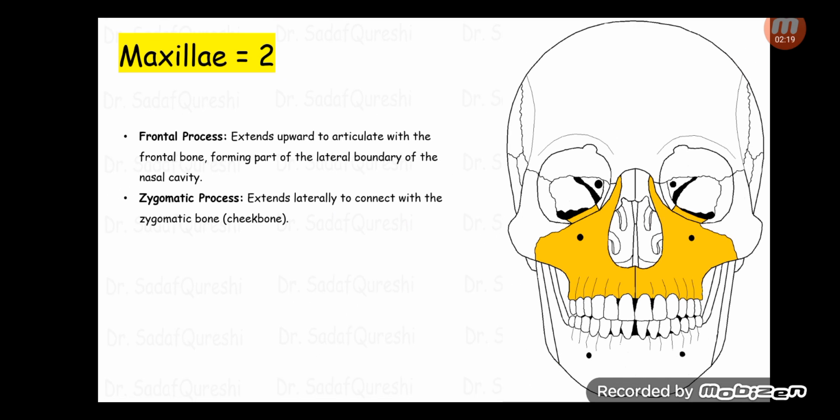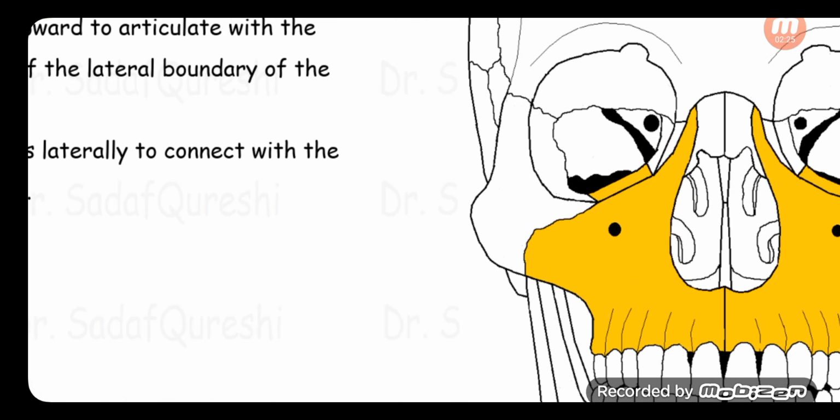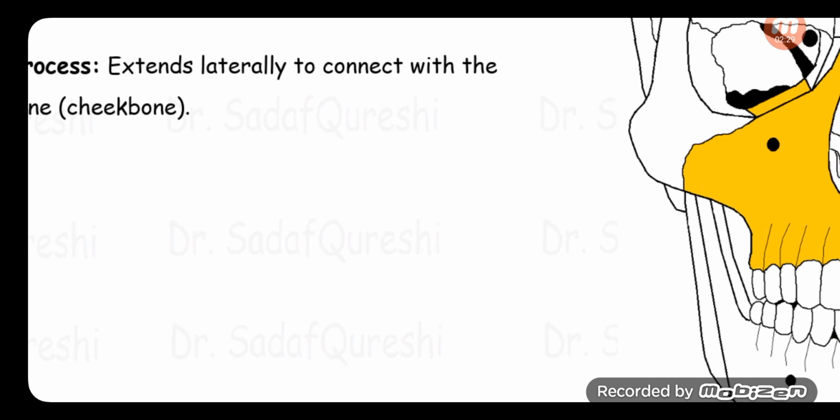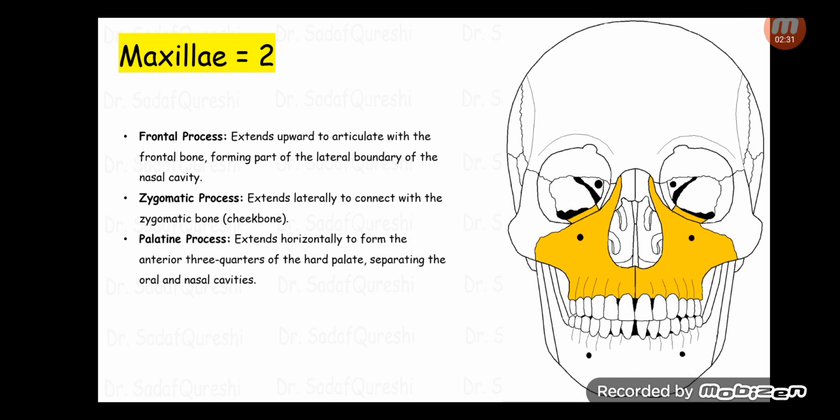Then it also has another process called the zygomatic process that extends laterally to connect with the zygomatic bone or the cheekbone. Here you can see this area is the zygomatic process as it extends laterally to connect with the zygomatic bone. Then it has a palatine process that extends horizontally to form the anterior three quarters of the hard palate, separating the oral and nasal cavity.